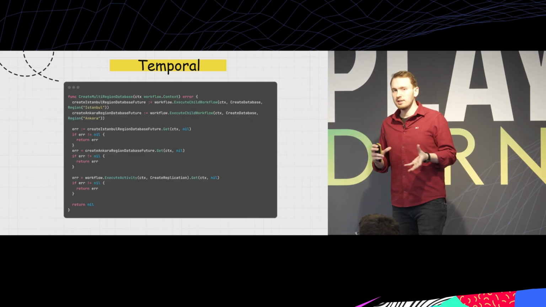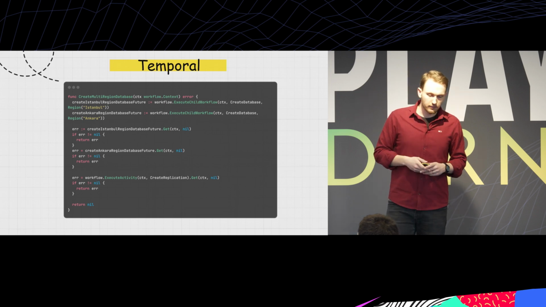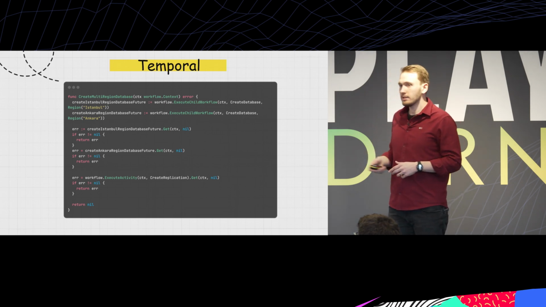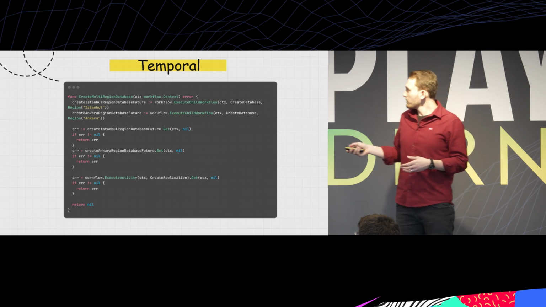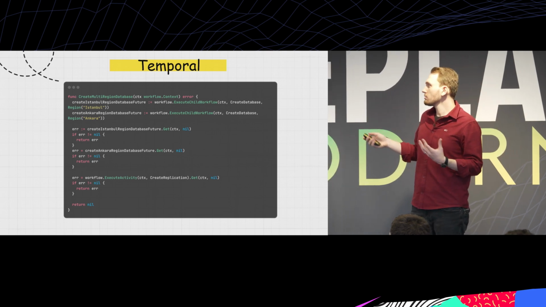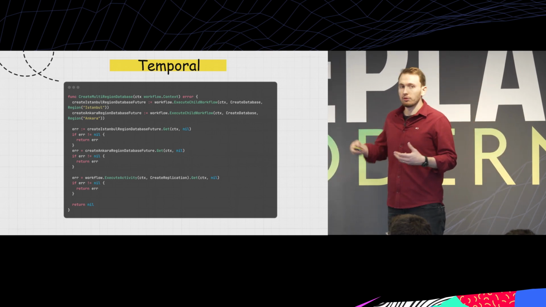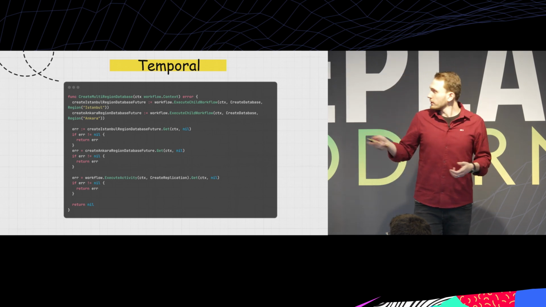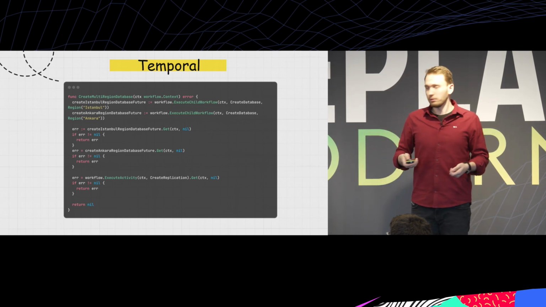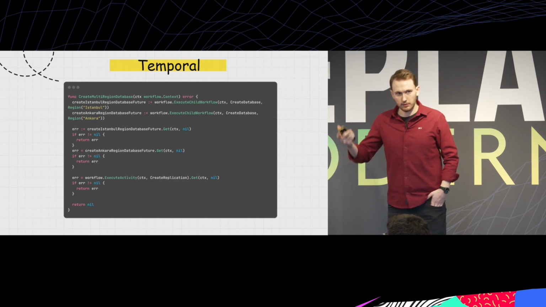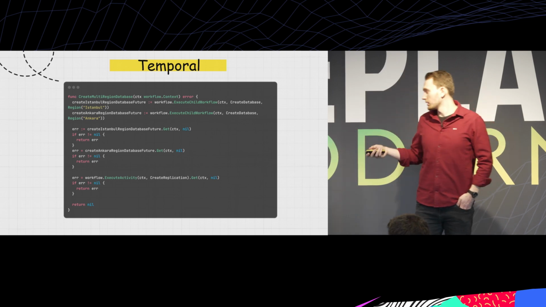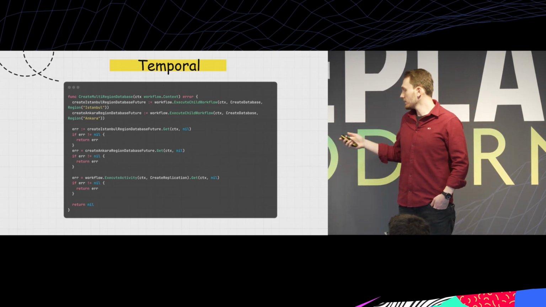Now, I changed our design a little bit. Now, our create database is a workflow instead of an activity. And in my main use case function, actually there is not much change. Instead of workflow.ExecuteActivity, now I am calling workflow.ExecuteChildWorkflow for create database. And then I am waiting for execution of create databases, and then I will create replication.